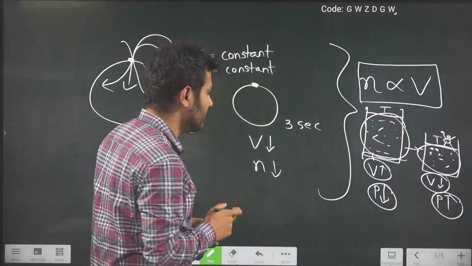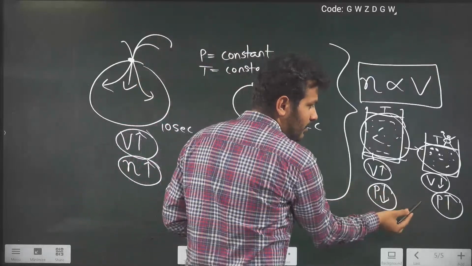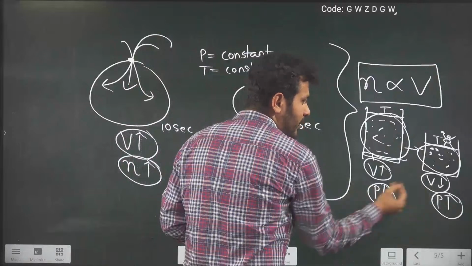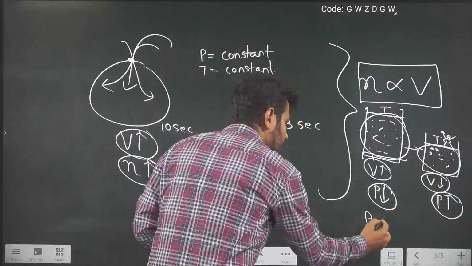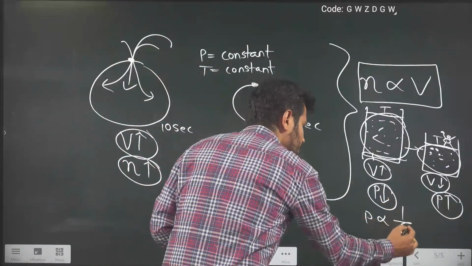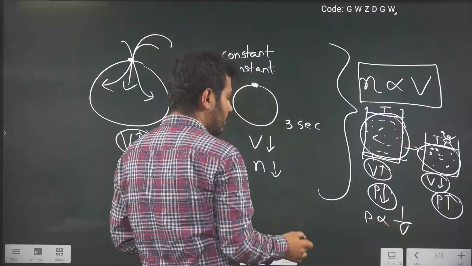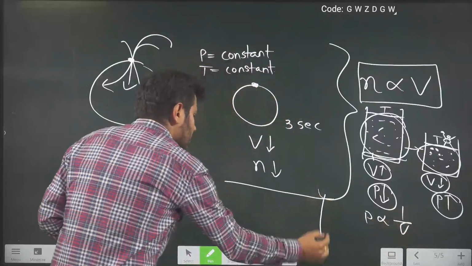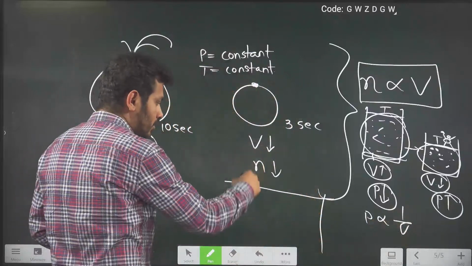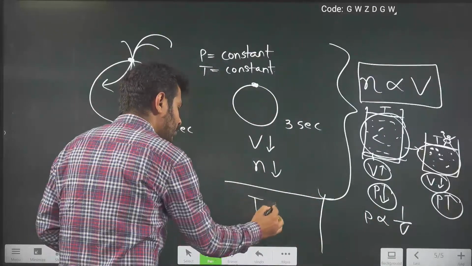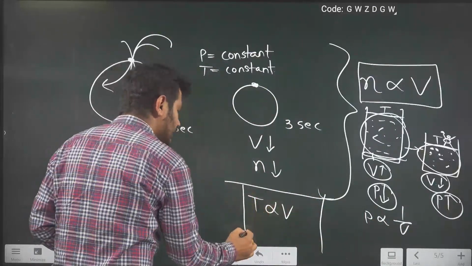Directly proportional, yes. Here, volume and pressure, what is the relation? Volume is decreasing when you are increasing pressure. So pressure and volume are inversely proportional. Whereas talking about volume and temperature, on increasing the temperature, the volume will also increase.